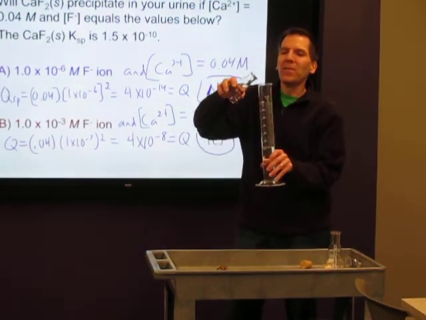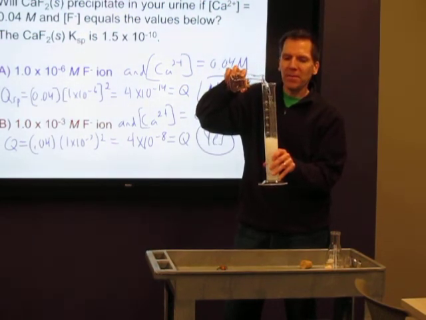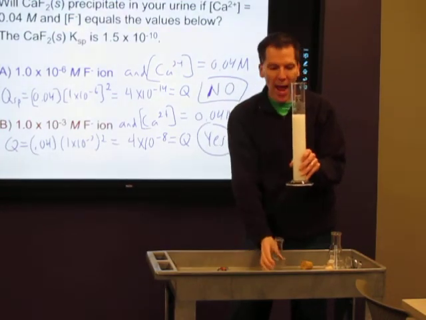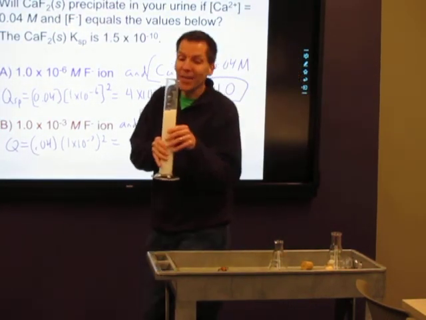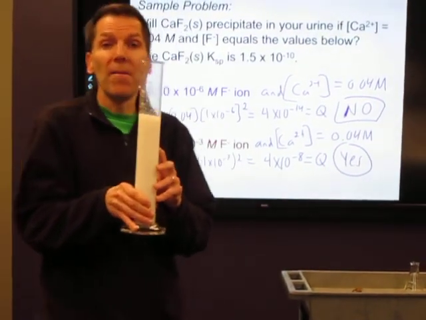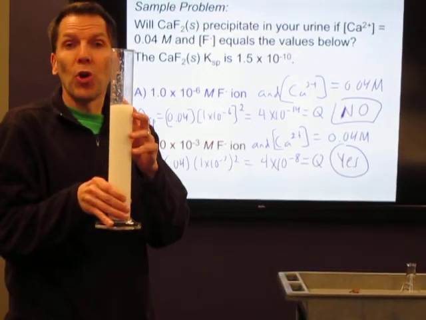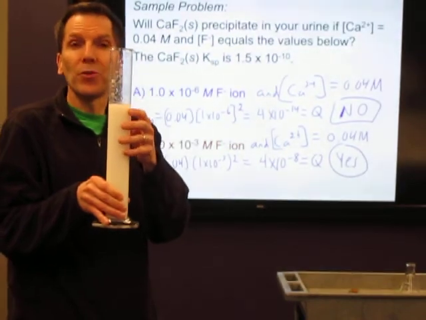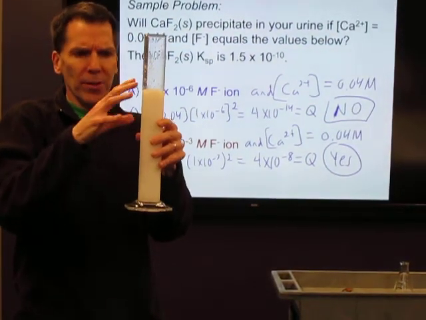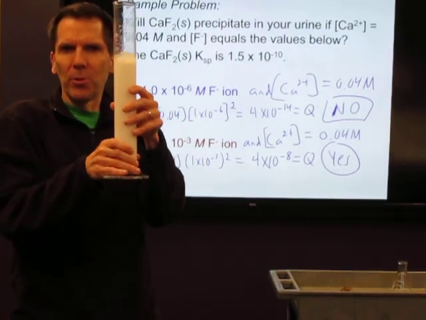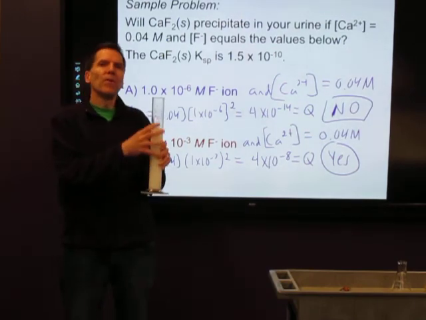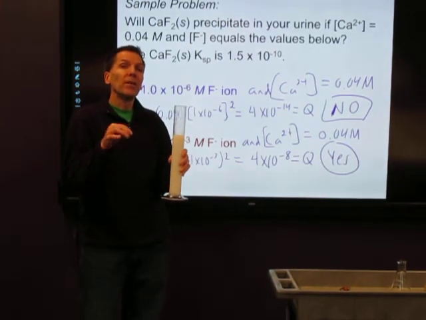And so then I add, in this one, I add the B. And so the solutions that I added were too concentrated. And so then the Q is greater than the K, and then I make this chalky precipitate. This is the calcium fluoride. It's kind of in a colloid right now, but eventually that'll settle to the bottom. But there are too many ions in that solution. So like I said, they grab each other, enough falls out until we get back to the value of the K.